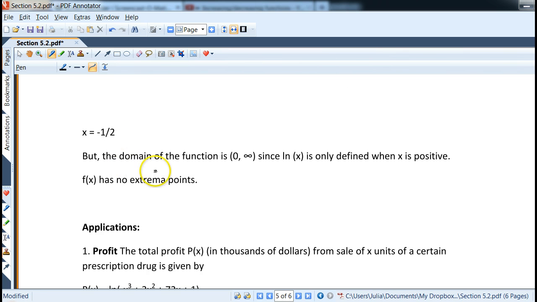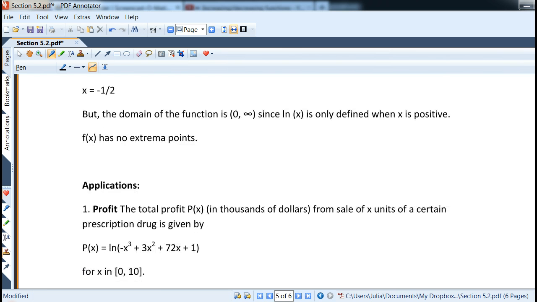But the domain of the function is only positive numbers because remember, ln of x is not defined at negative 1/2. So even if we get something, since it's not in the domain, since it's only defined when x is positive, then we don't have to test it. F of x has no extreme point. So sometimes something strange like this occurs. So you have to pay attention to the domain of your function a little bit.